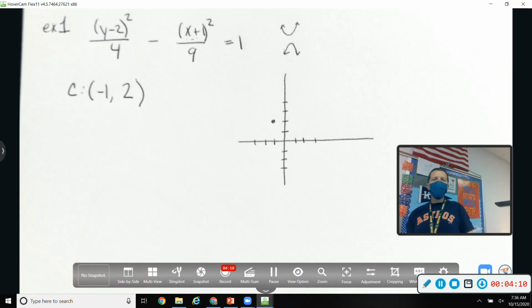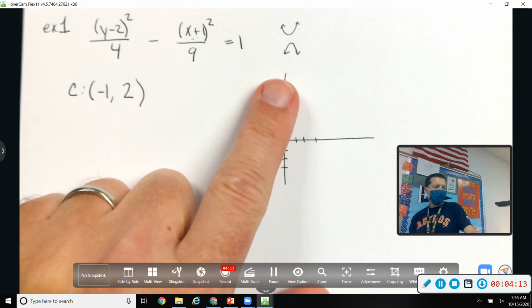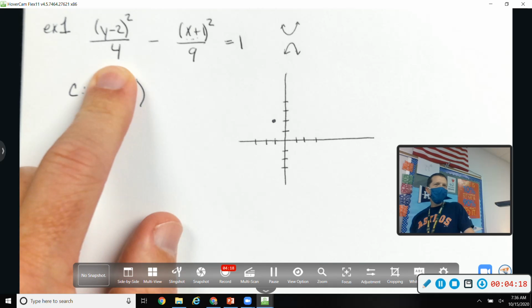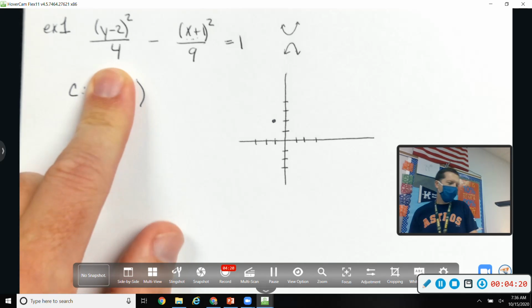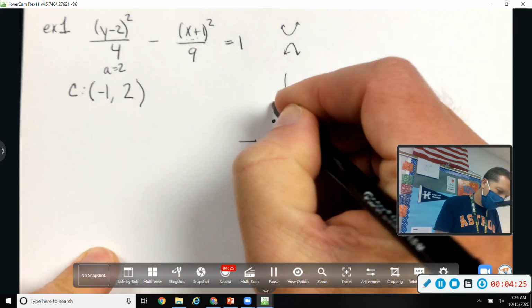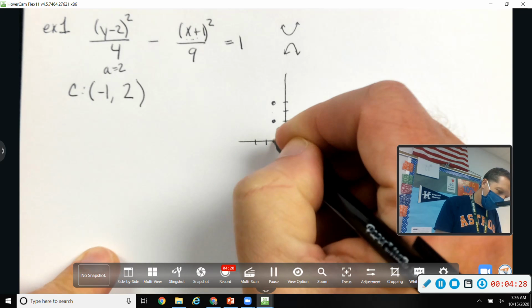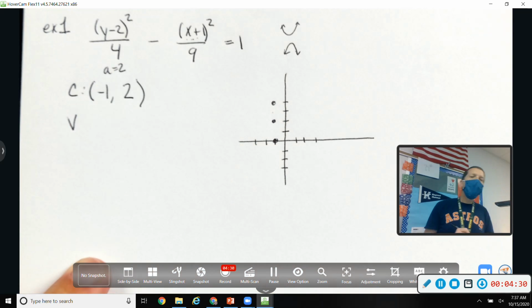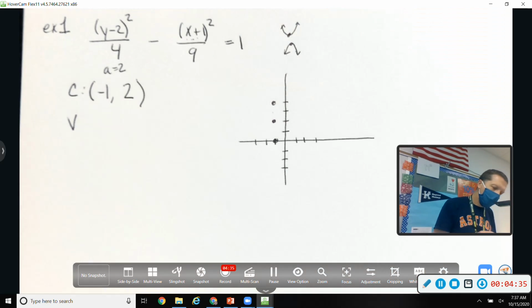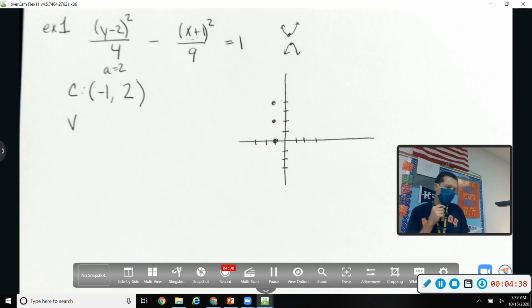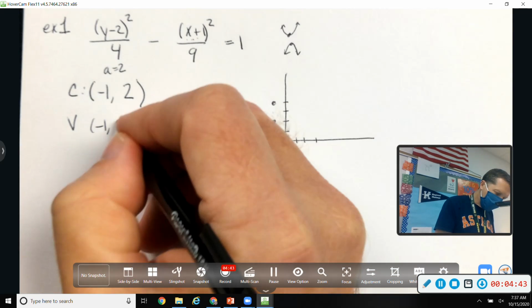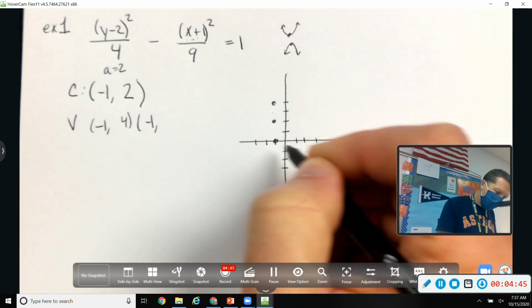All right. Even though we don't exactly know how to draw this shape, we do know how many we should go up and down. How many should we go up and down? A is 2. So we'll go up and down 2. Those will be my vertices, the bottom and the top of the branches. So that's (-1, 4) and (-1, 0).